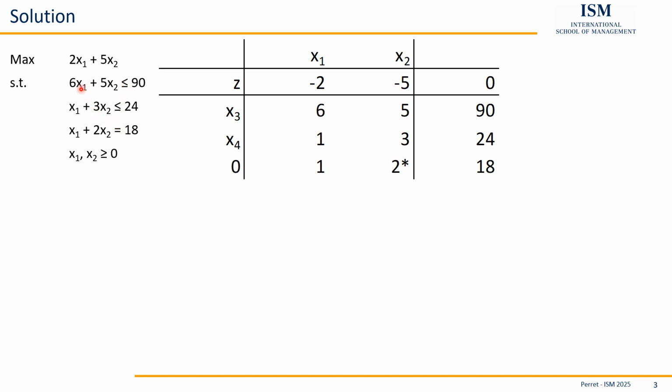So for the x1s, I have the coefficients 6, 1, 1. And that's why in the x1 column, I'm going to put the values 6, 1, 1. Then I have in the x2 column the coefficients of x2, so 5, 3, and 2. That's why here I have 5, 3, and 2. Finally, on the right-hand side, I'm going to copy the values on the right-hand side as 90, 24, and 18. So far for this starting table.